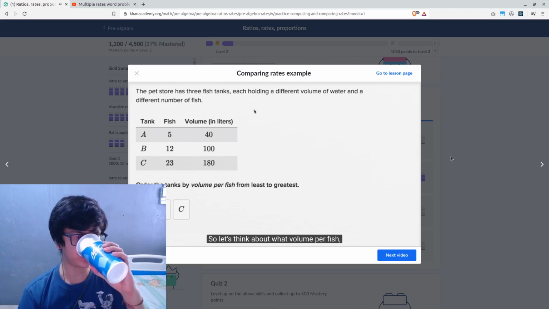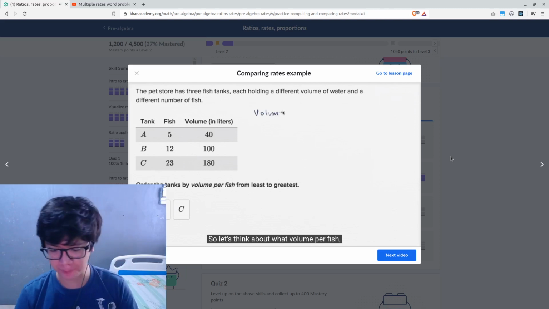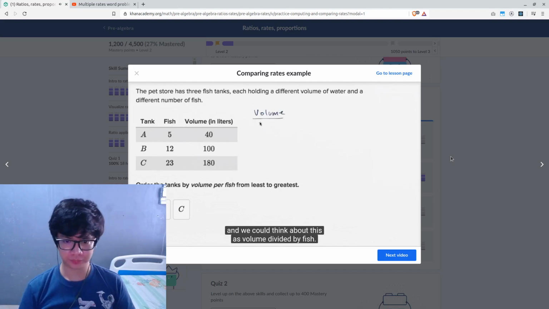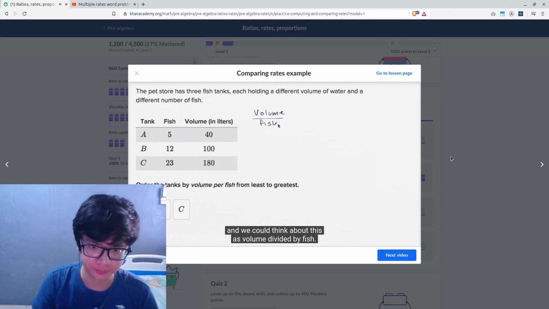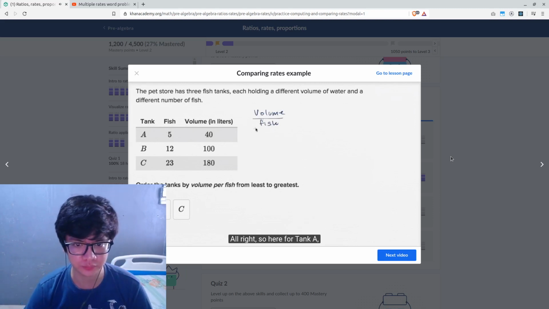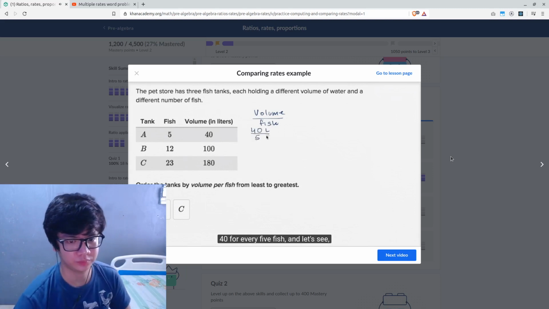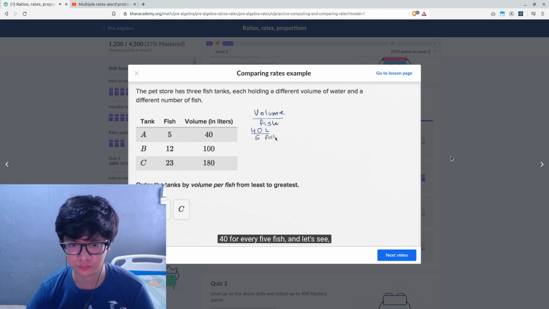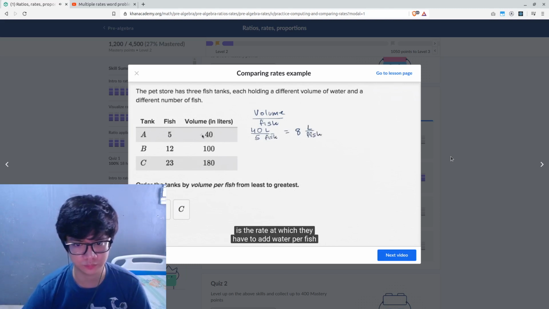So let's think about what volume per fish. And we could think about this as volume divided by fish. Volume per fish. All right, so here for tank A, it's going to be 40 liters for every 5 fish. 40 for every 5 fish. And let's see, 40 over 5 is 8. So you have 8 liters per fish is the rate at which they have to add water per fish for tank A.